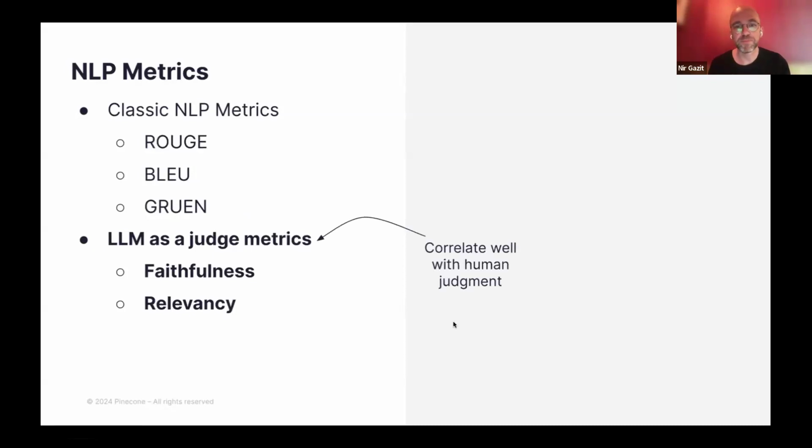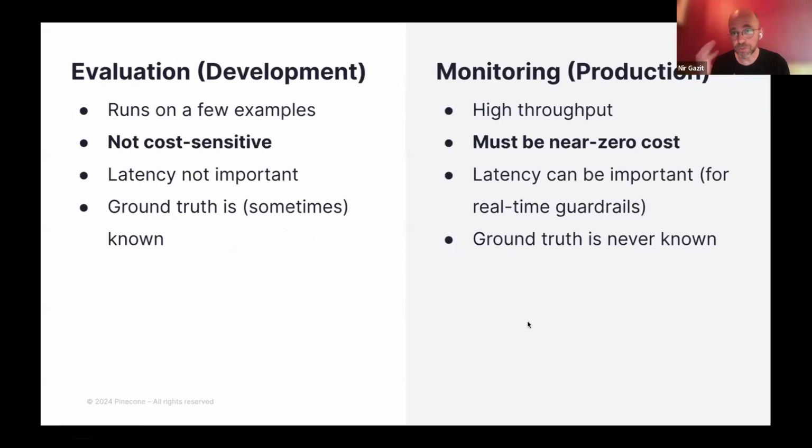I mentioned it before, it correlates really well with human judgment. And so if we go back to what I said at the beginning of this, we need to figure out a way so that when we run something in production, the cost is near zero, because otherwise we won't be able to assess the quality of every output that we are getting.